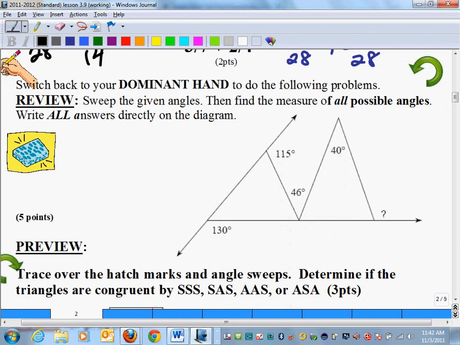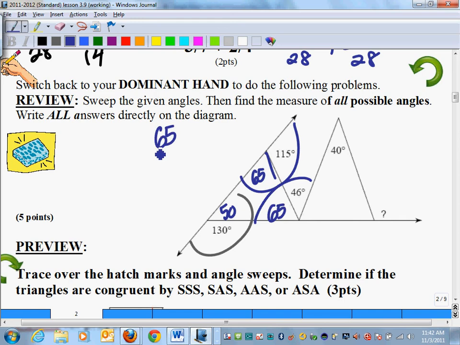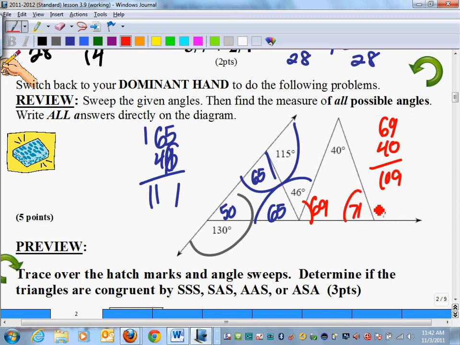Okay, right here, 130, that means this is 50, this is 115, that makes this 65. You add them up, you get 115, that makes this 65, you add these two up, 46, 11 carry the 1, that's 111, that means this right here is 69. 69 and 40 is 109, take it away from 180, this 71, this 109. So I add this and this is 111, and then I take it away from 180.